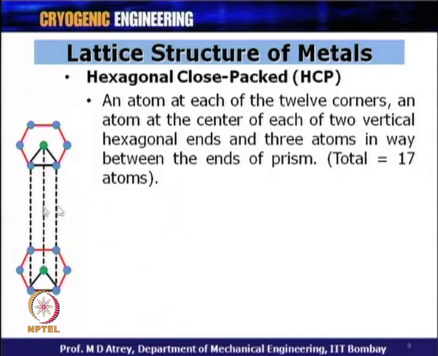So, here we can see that we have got three atoms at the center of a prism, which is formed by this triangular face. So, you have 6 atoms on the top, 6 atoms at the bottom, plus 2 at the faces over here, and then 3 atoms at the middle plane of this prism, which joins the top hexagonal face and the bottom hexagonal face. All these make around 17 atoms for the HCP lattice structure.